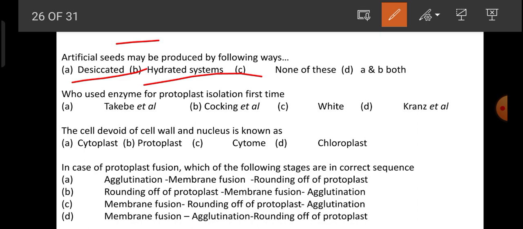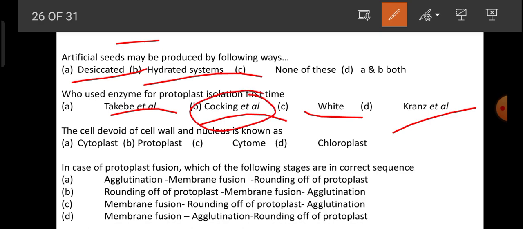Next question, who used enzyme for protoplast isolation for the first time? The options are Takebe, Cocking, White or Kranz. As you know, White's media used to be there, Kranz anatomy was given by Kranz. Then Cocking is the answer here, who used the enzyme in protoplast isolation for the first time.